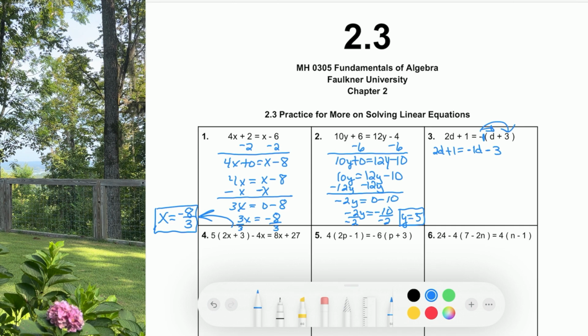So now, can I combine anything? No, there's nothing that we need to combine, no like terms. So I can actually start moving from side to side. I'm going to subtract 1. So I get 2d plus 0 equals negative 1d minus 4. Rewrite that. All right, I'm going to move the negative 1d by adding 1d to both sides. I have 3d.